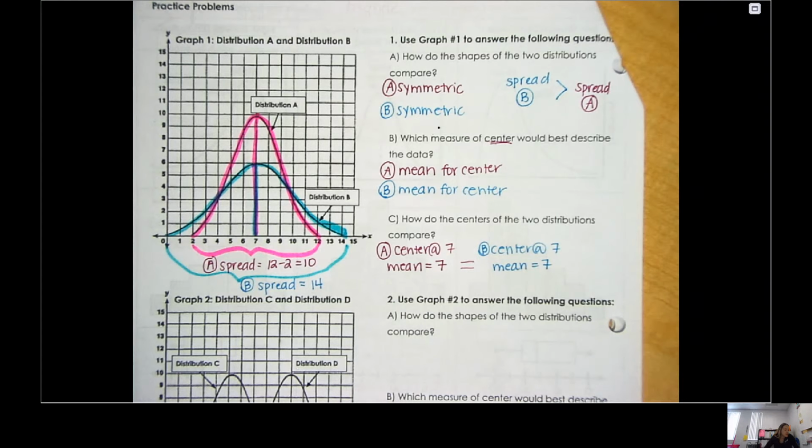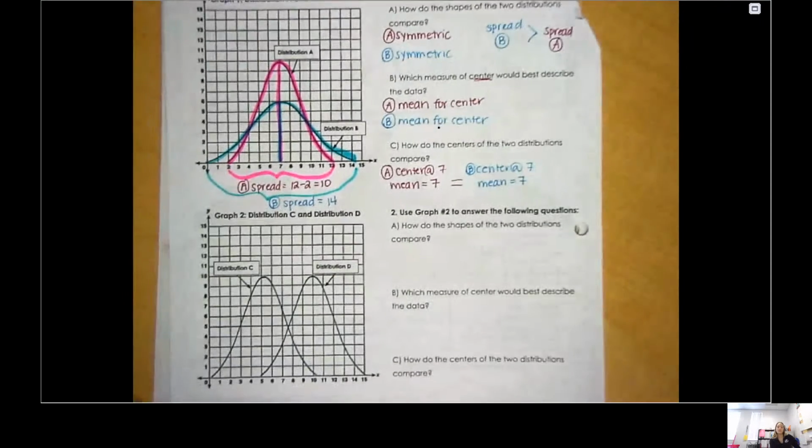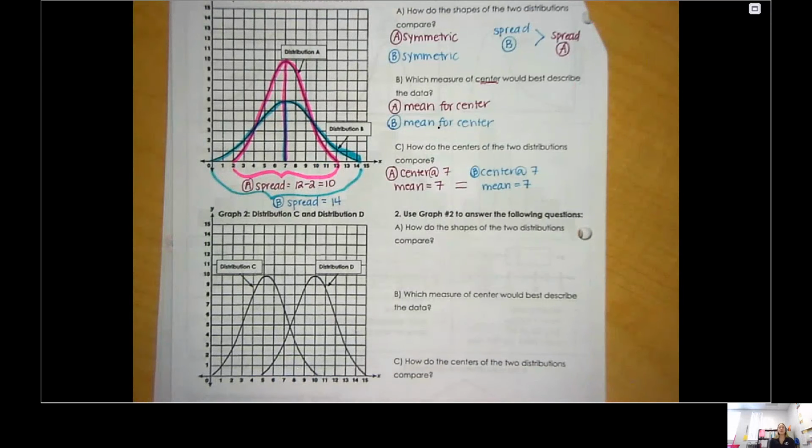Okay, I would like you to do number 2 right now. Exactly the same thing, number 2. So you're going to talk about, are these symmetric? Are you going to use the mean or the median? And then you're going to look at those graphs and look at their spreads. So talk to people at your table, try number 2.